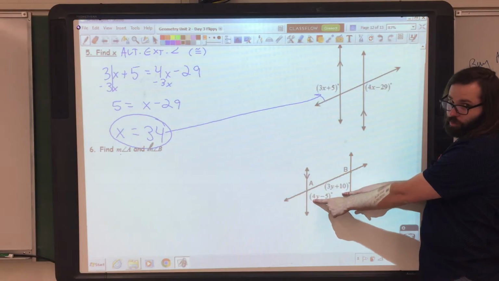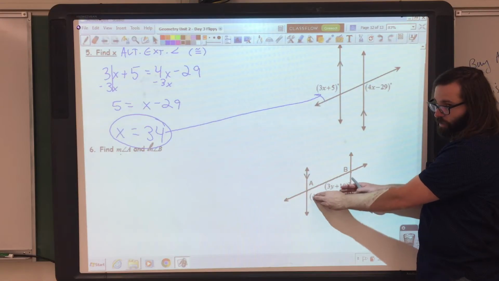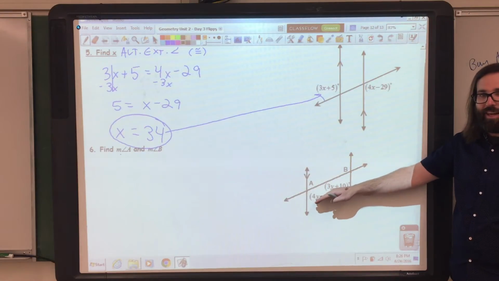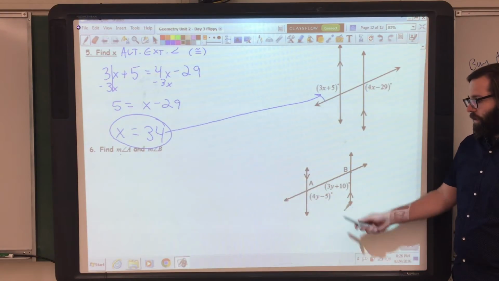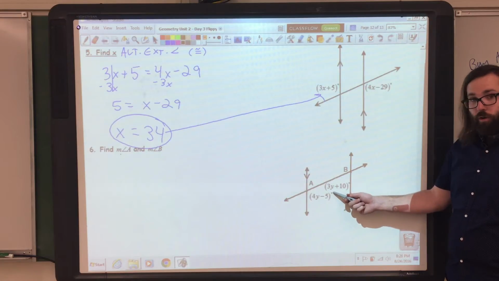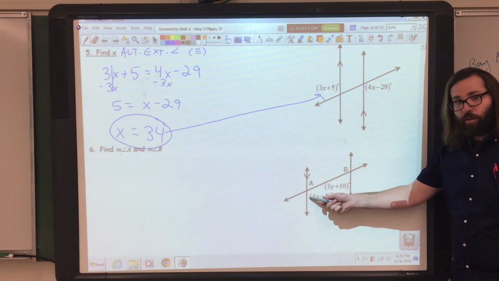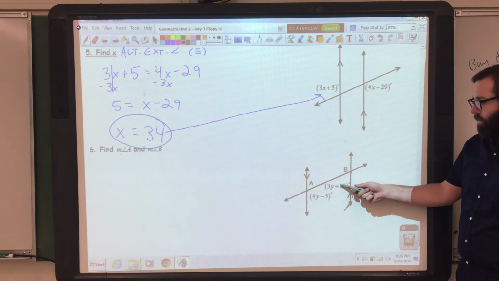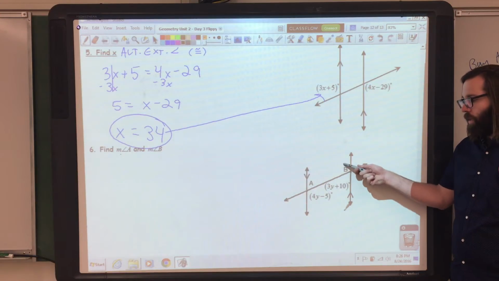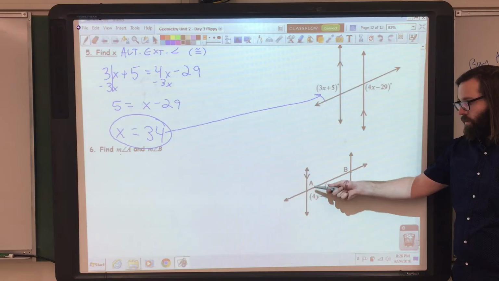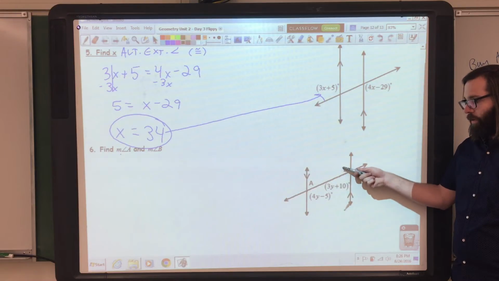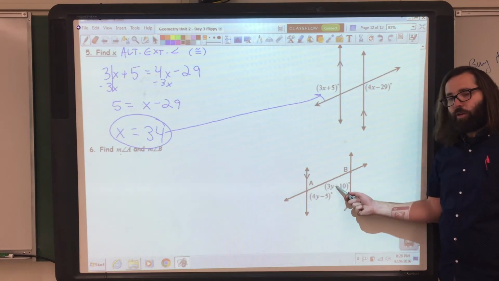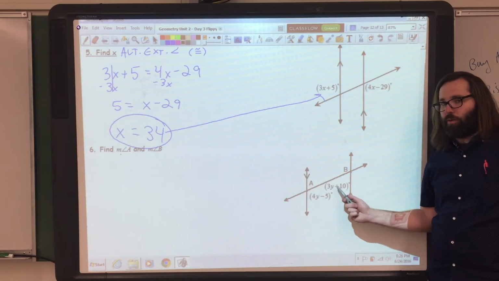We know these two are both interior, inside of our parallel lines, and on the same side of your transversal. So they're consecutive interior angles. Now we also know that this angle right here forms a linear pair with A. We know that this angle right here forms a linear pair with B. So these are supplementary, and these are supplementary, and then these guys are supplementary. So what we need to do is find y so that we can find these two angles.